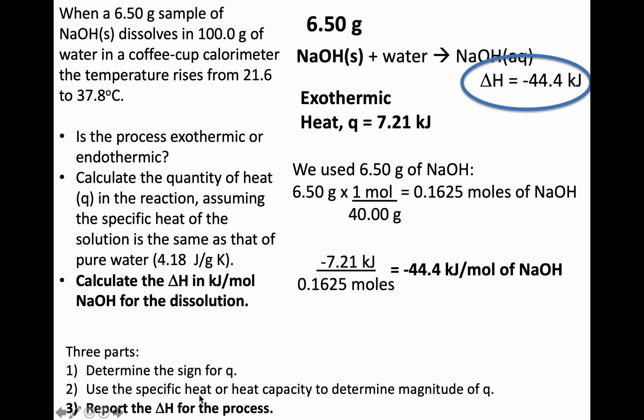We will use either specific heat or heat capacity data to determine the magnitude of Q. And finally, we will see how we have to report the delta H.